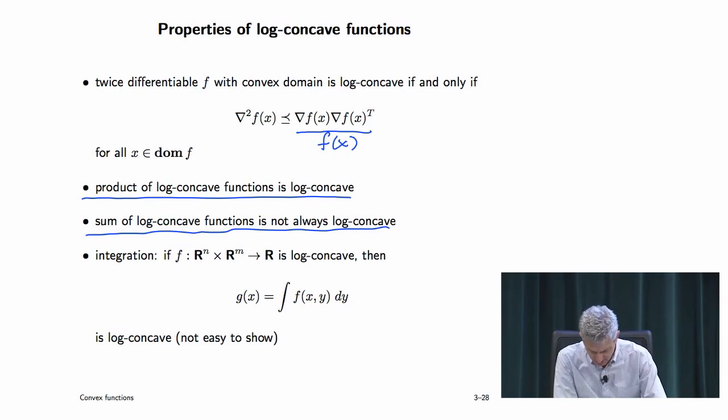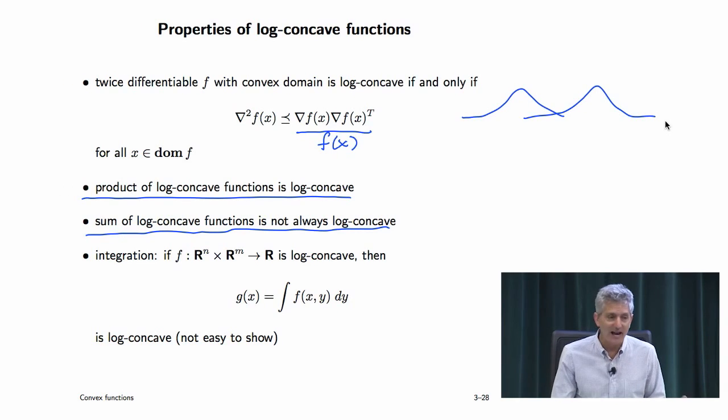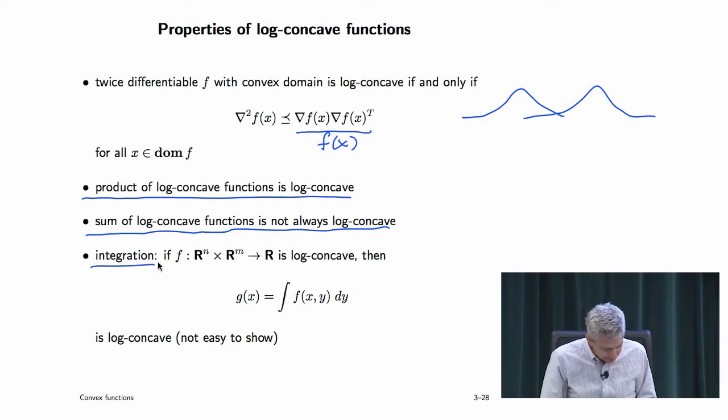That's totally obvious, right? Because look, here's a Gaussian, here's another Gaussian. You take the sum or the average to get the mixture distribution, and it's definitely not log concave. Okay? And then here's a very interesting one, integration. If you have a function that takes, I block the argument into two things, and I integrate over one set of variables. So this is like partial minimization, but this is partial integration. Okay? If I do that, the result is log concave.